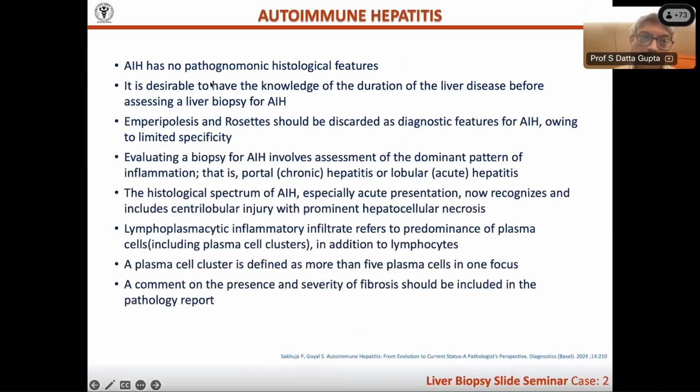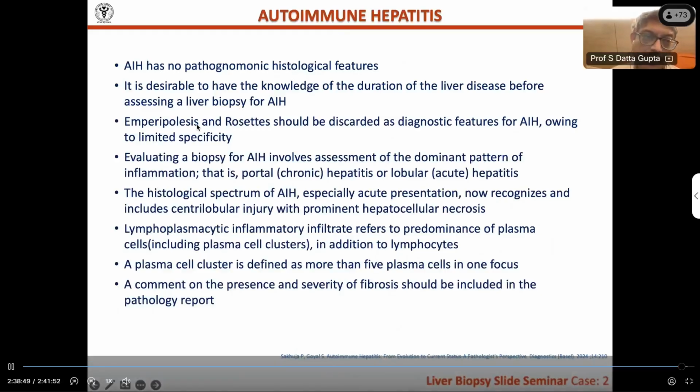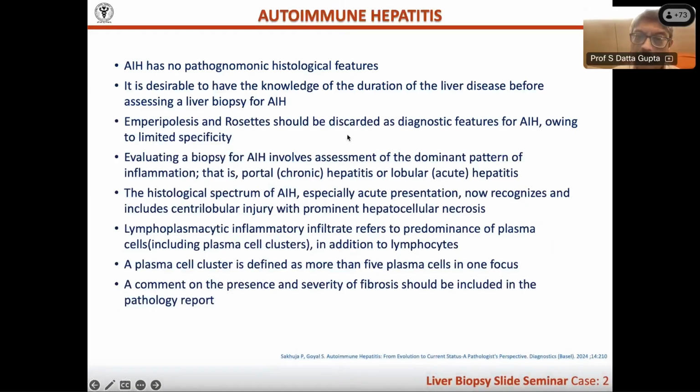So, in short, autoimmune hepatitis has no pathognomonic histological features. You must know the duration of disease and have adequate clinical history. Emperipolesis and rosettes, many feel may not be 100% diagnostic. Others will know it is quite specific. So, if you see it, it's good.